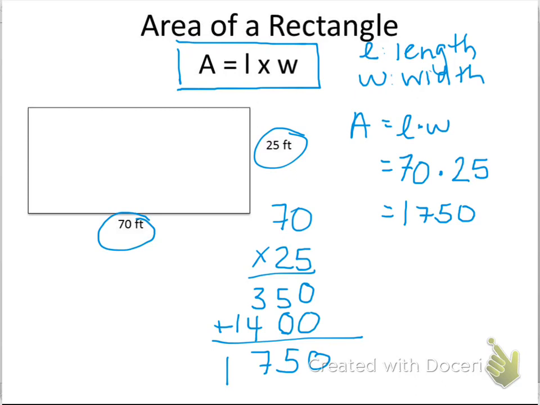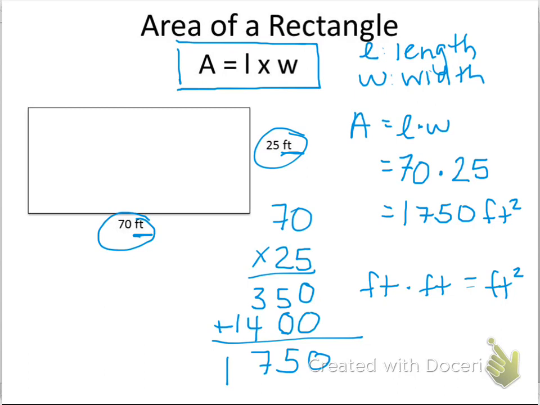Now we need to write our units. Well, we saw that our rectangle is measured in feet on one side and feet on the other side. Now when we multiply the two sides together, it's like multiplying feet times feet. And hopefully you remember from our exponent work that this is equal to feet to the power of 2, or feet squared. So that means that the area of our rectangle will be measured in feet squared.